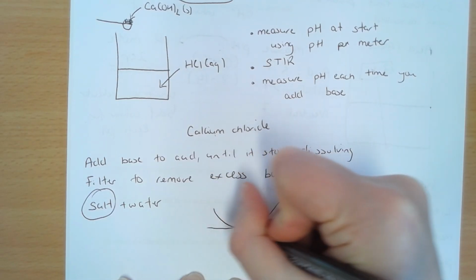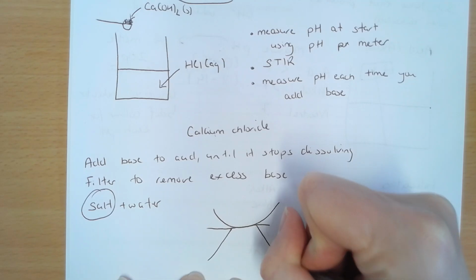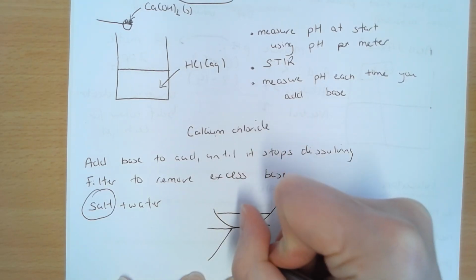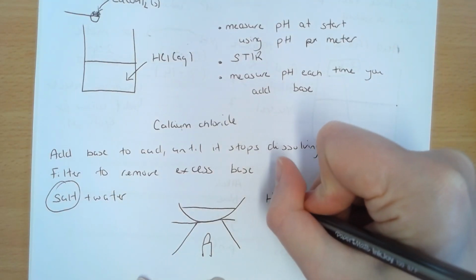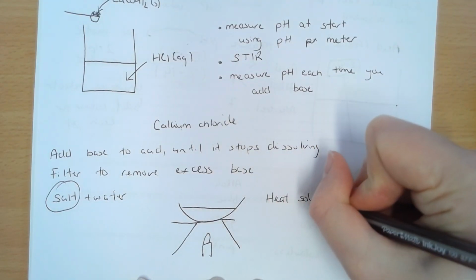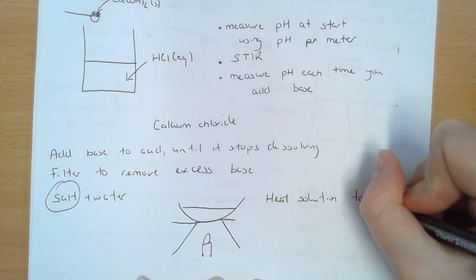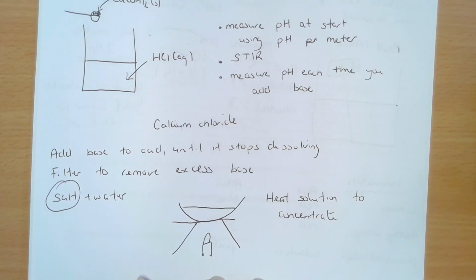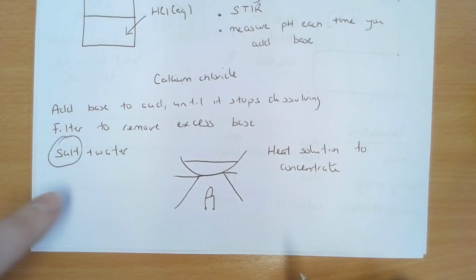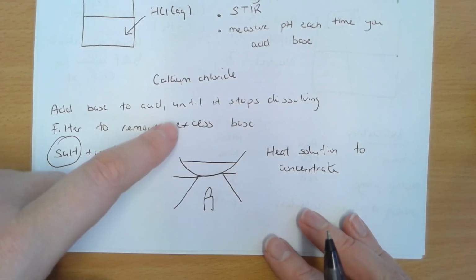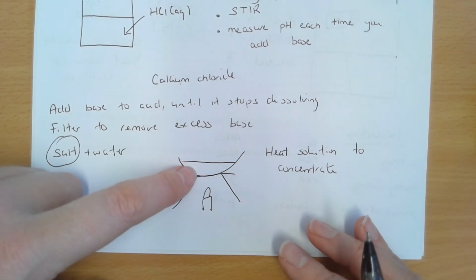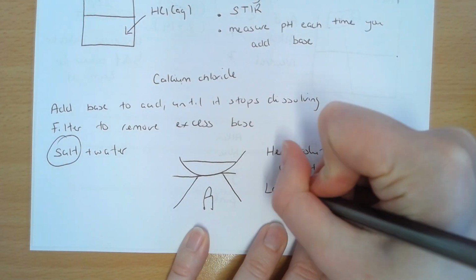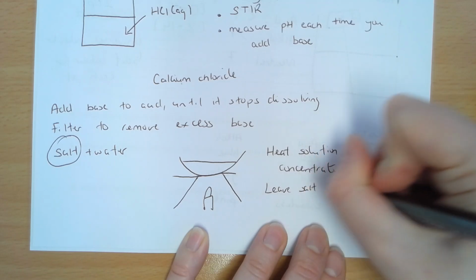You are going to use the technique crystallization. Okay, you have to be able to describe that technique. So you're going to say the following. You're going to heat the solution to concentrate, okay? And that just means that you're going to evaporate some of the water, but not all of the water. So you heat the solution to concentrate, and then you leave the salt to dry.